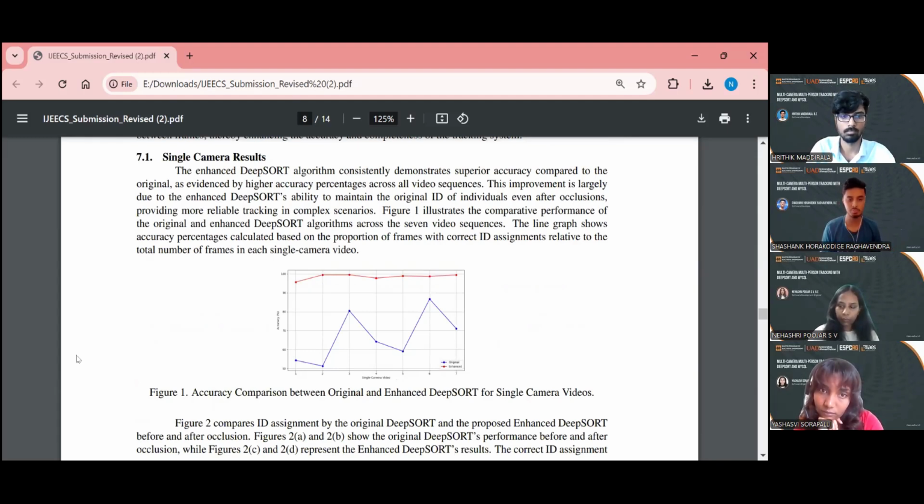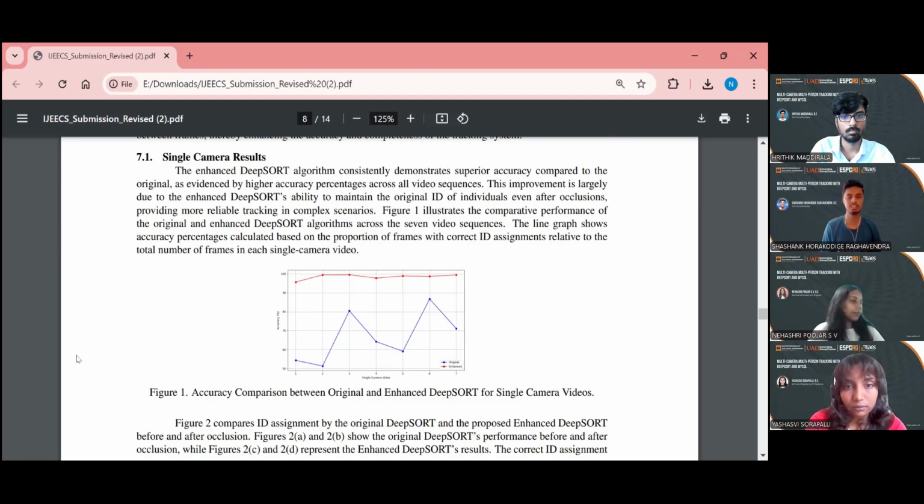Moving on, first of all, we have single camera results. This graph explains the single camera results very well. It's a line graph which shows the performance of the original DeepSORT against our enhanced version of DeepSORT on the same 7 videos. The x-axis represents the number of the video and the y-axis represents the accuracy percentage.